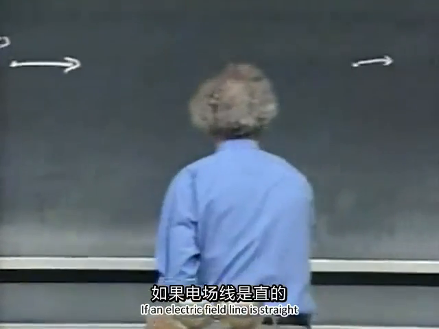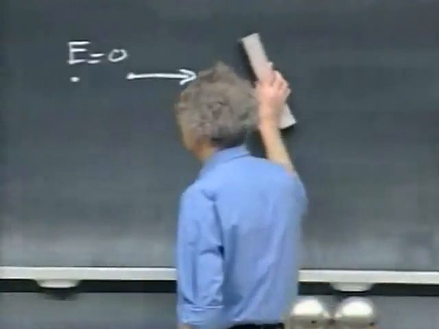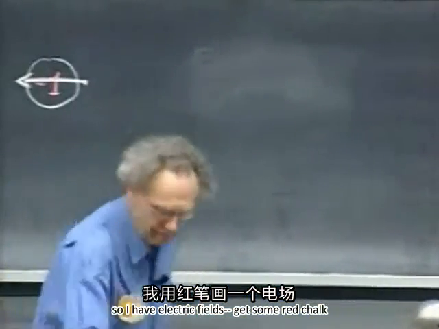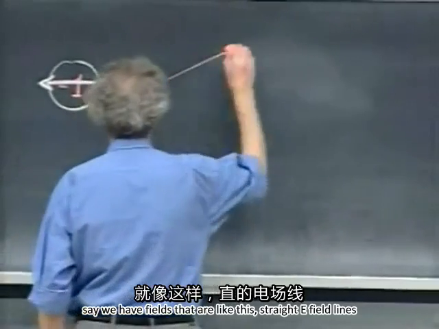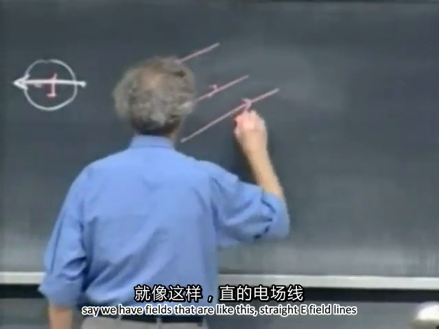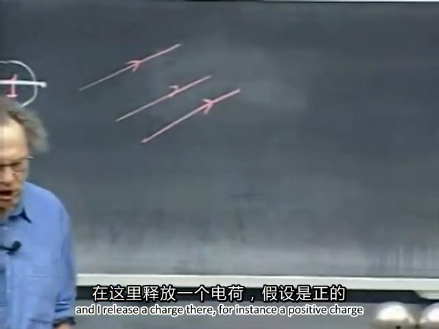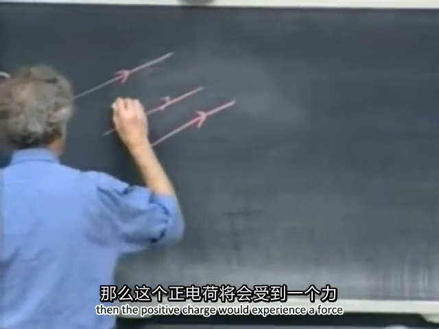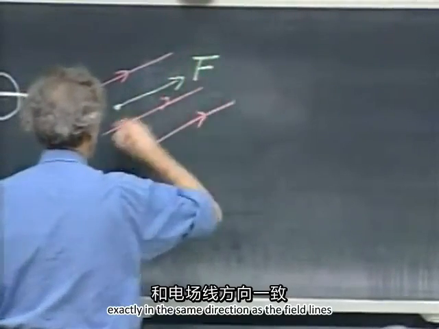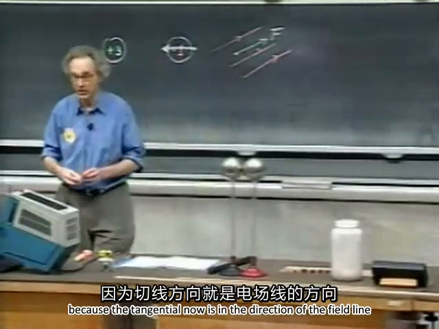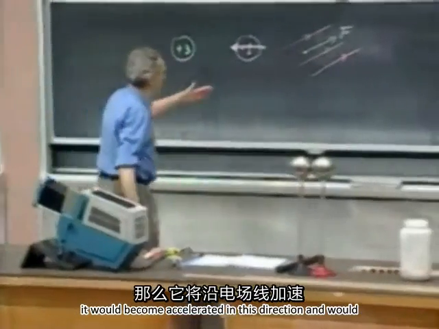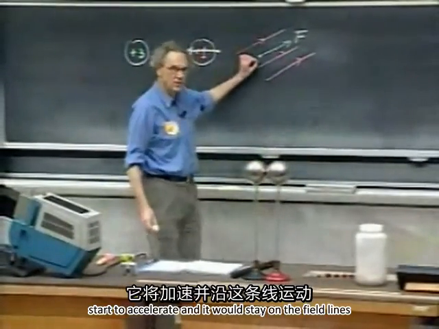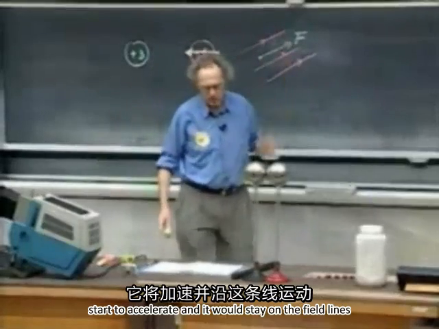If an electric field line is straight, so I have electric fields, get some red chalk, say we have fields that are like this, straight E field lines, and I release a charge there, for instance a positive charge, then the positive charge would experience a force exactly in the same direction as the field lines, because the tangential now is in the direction of the field line. It would become accelerated in this direction and would always stay on the field lines. If I release it with 0 speed, it starts to accelerate and it would stay on the field lines.